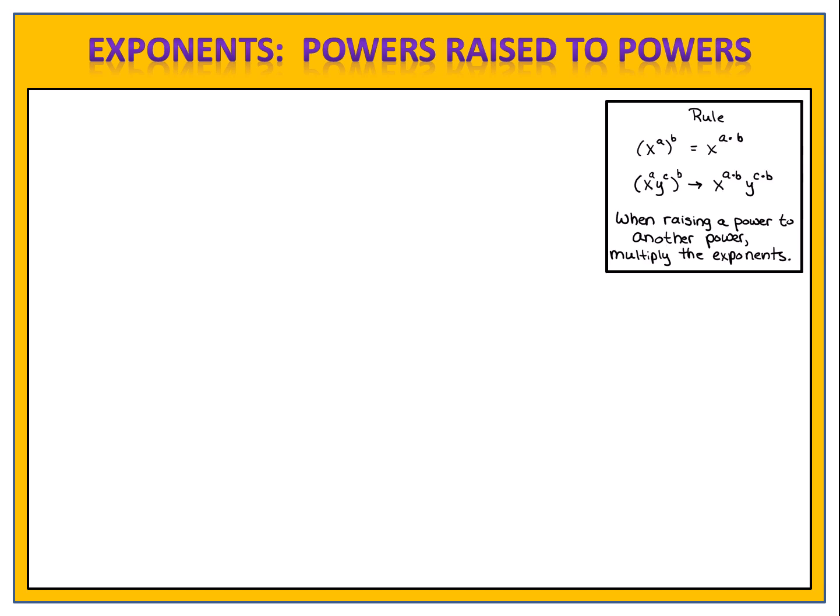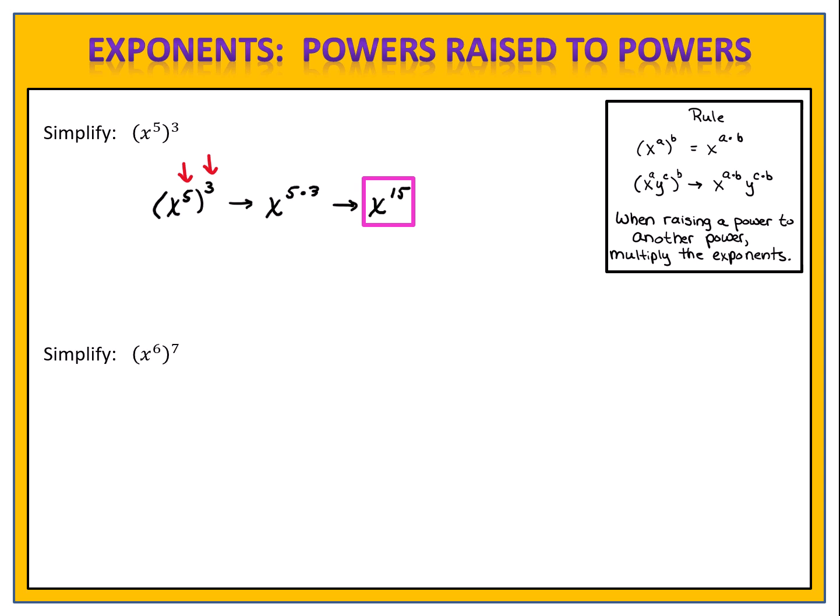Let's try some examples. In our first exercise, we want to simplify the expression x to the fifth raised to the third power. We begin by writing that down, and we pay attention to the 2 exponents, 5 and 3. We multiply the 2 exponents together, and our result is 15. So the answer is x to the 15th power. It really is that simple. Here's one for you to try. Can you simplify this expression?